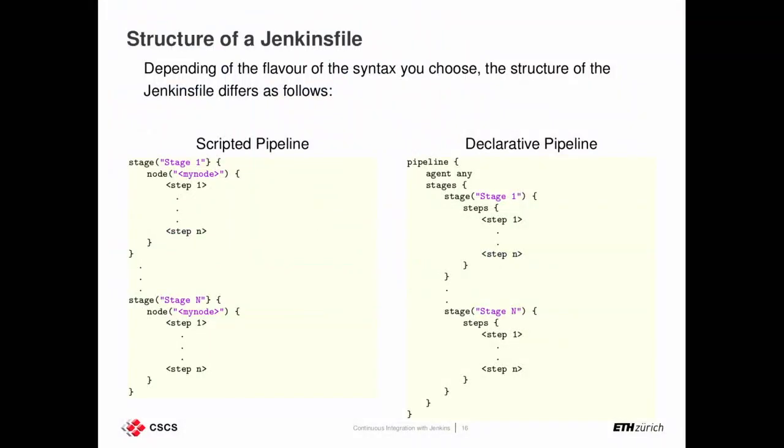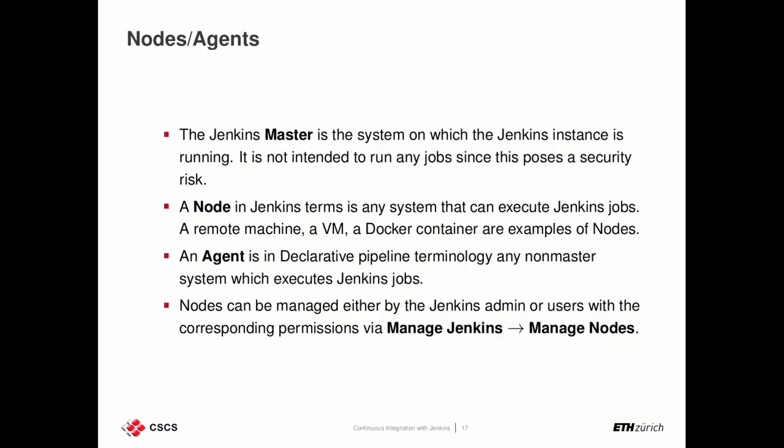And for the declarative pipeline, you have this pipeline. Here I tell it that I want to run on any available agent, so the first one that is free, Jenkins is going to run on it. And here I describe, with the stages block, stage 1, and the steps. Here we have the steps that are to be executed in stage 1. And here we go on with stage n. So I talked about nodes and, for the declarative pipeline, agents.